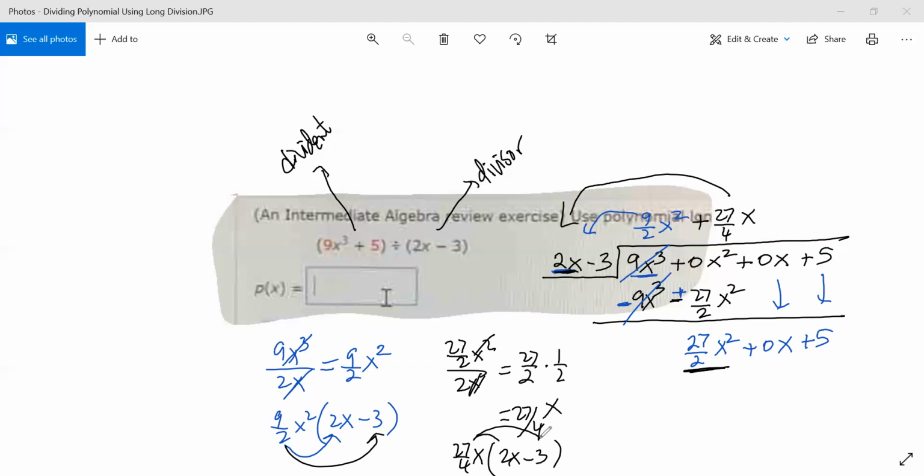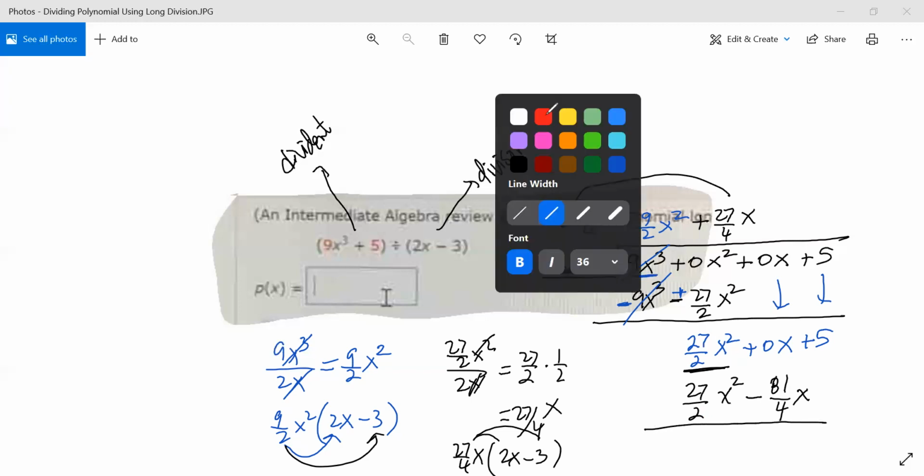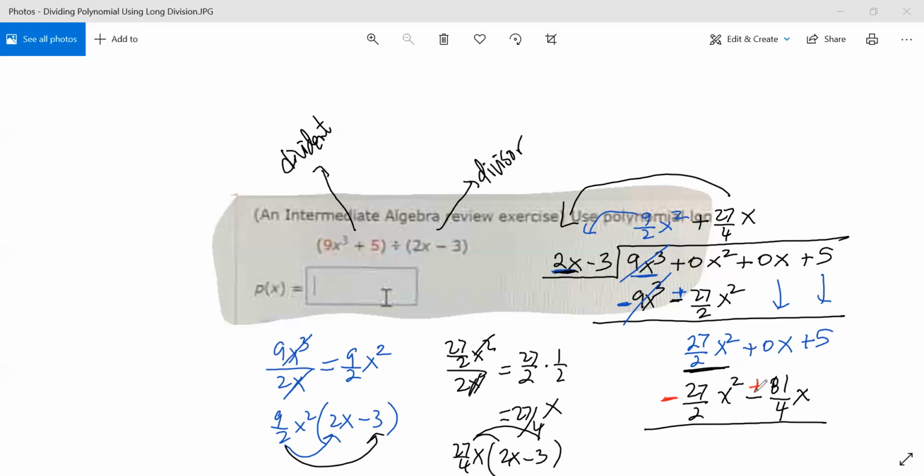When you distribute this, it's going to give you 27 over 2 x squared. And then times 3, that's going to be negative 81 over 4x, right? Because 3 times 27 is 81. Now change the sign, make this negative and make this positive. This 2 cancels out. Combine it, so you get 81 over 4x and bring down 5, plus 5.